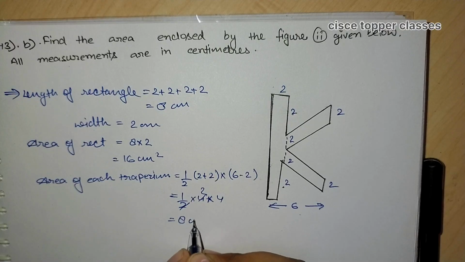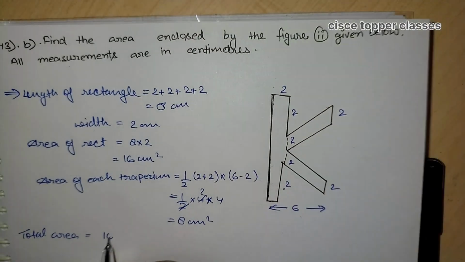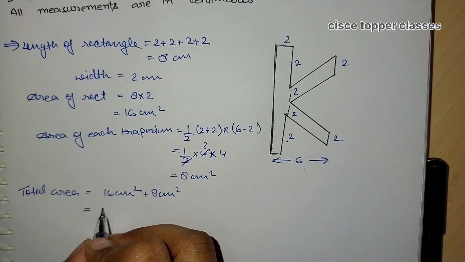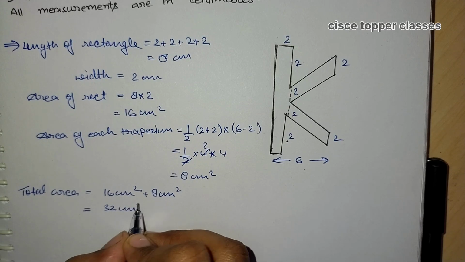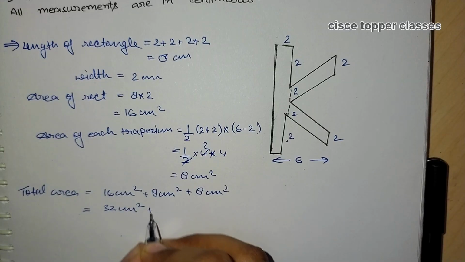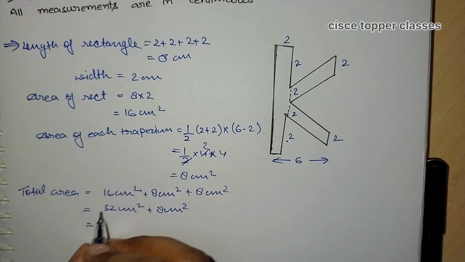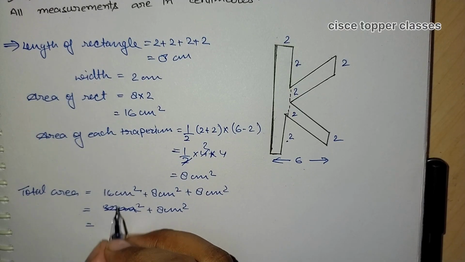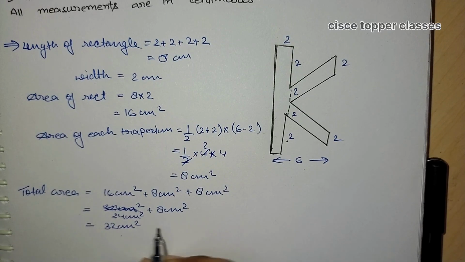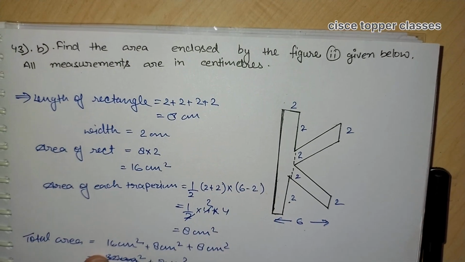So 8 centimeter square. Now the total area of this figure will be 16 centimeter square plus 8 centimeter square. Because there are two trapezium here, so we can write one more 8 centimeter square. So this will be again 16 plus 8 plus 8, which is 32 centimeter square. So the final answer will be 32 centimeter square in this question, and this is the solution of the 43rd second part.